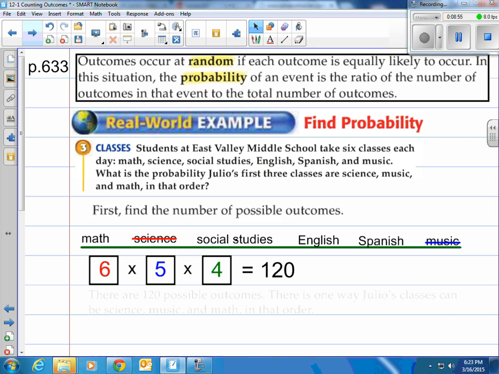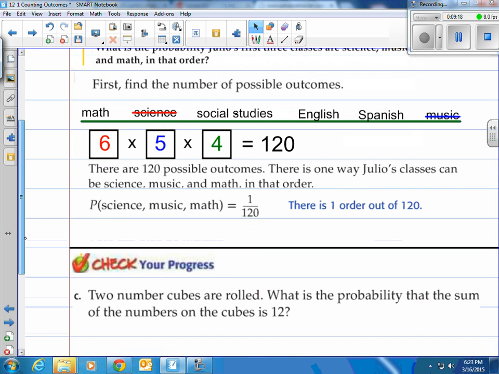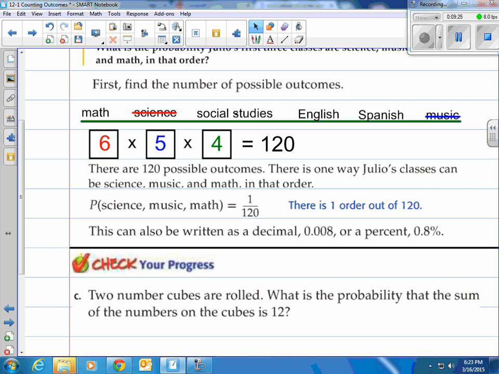That's 120 ways that you can write that. There are 120 possible outcomes. So there is one way Julio's class can be science, music, and math in that order. So we would say that the probability of having science, then music, then math is 1 out of 120. There's one order that works that way out of the 120. So this can also be written as a percent, and take a look. It's 0.8%, less than 1%. So we would say that is very unlikely to happen if it's done randomly.